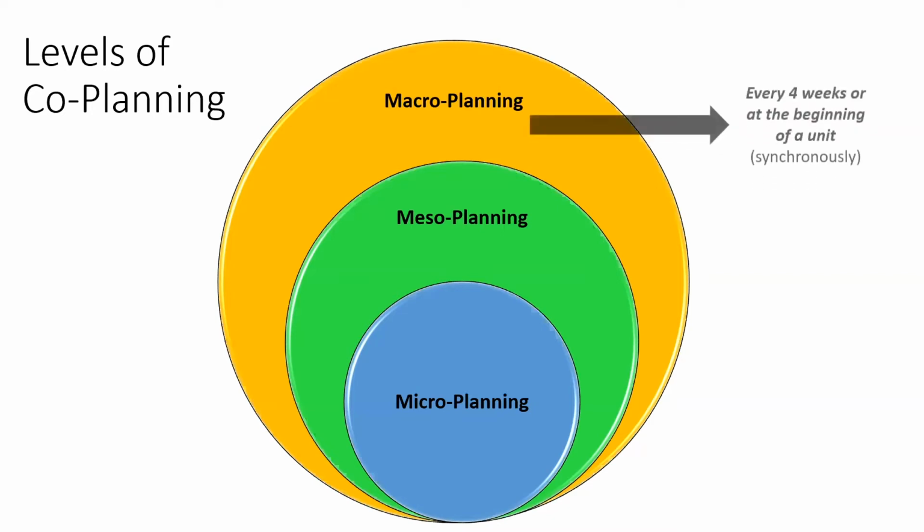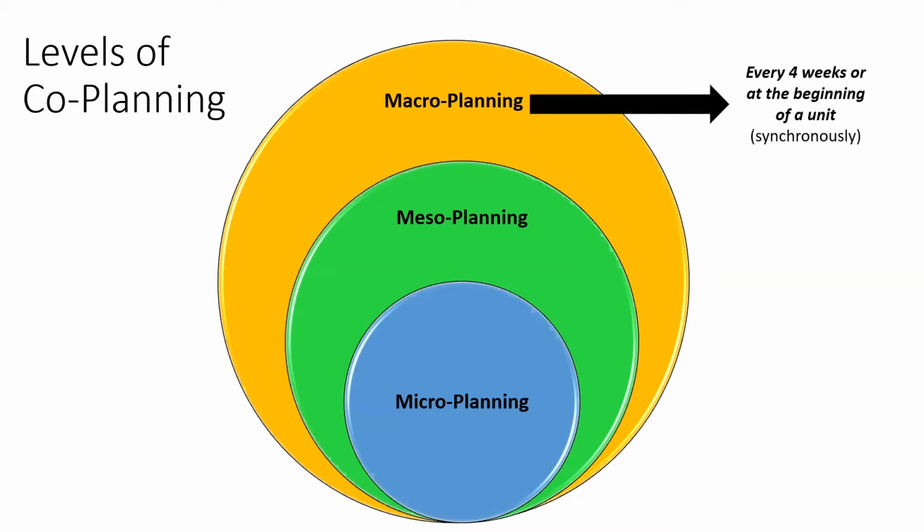So macro planning is something that you do every 4 weeks or at the beginning of a unit. And this should be done synchronously because this is when you're doing an overview of a unit. So you need to have that face-to-face time talking to each other about what we're getting ready to do. When I say synchronously, it doesn't mean you have to be physically in a classroom right now. You all can meet virtually, but you need to have that time to talk to each other. So this is once every 4 weeks or at the beginning of a new unit.